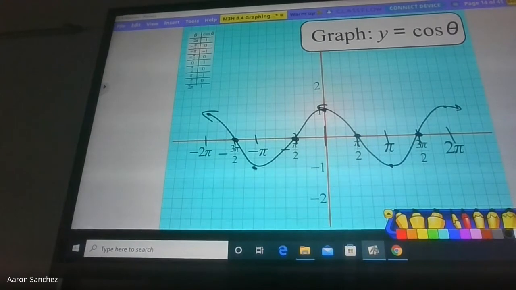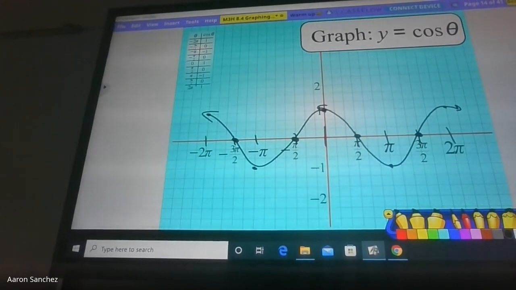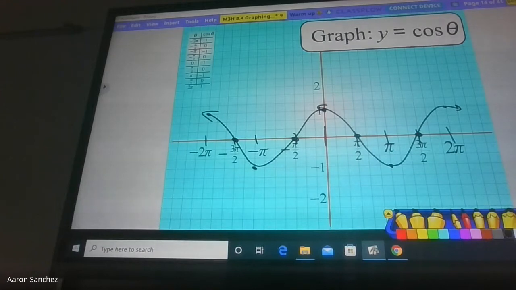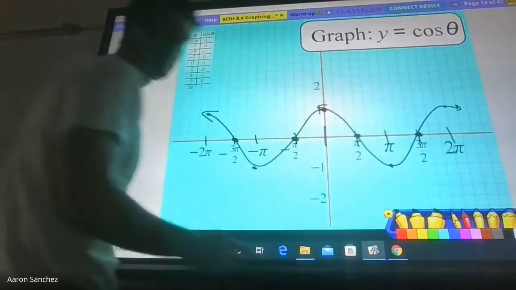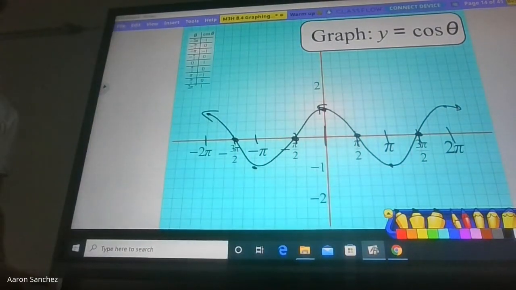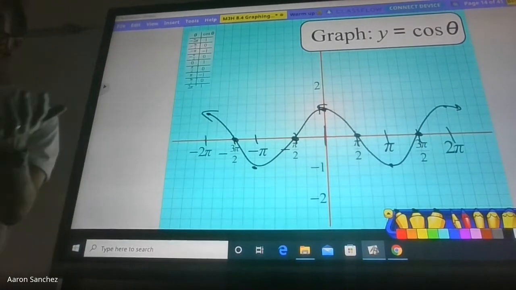5 key points. To pass the eyeball test, that looks good. For some reason, I can't hit that one point. Now let's compare and contrast sine and cosine. I'm going to graph my sine with it, how they look the same, how they look different. What are my 5 key points for my sine?